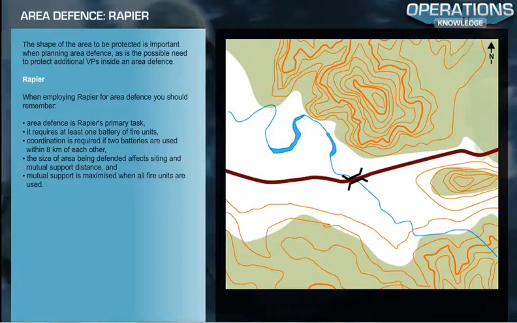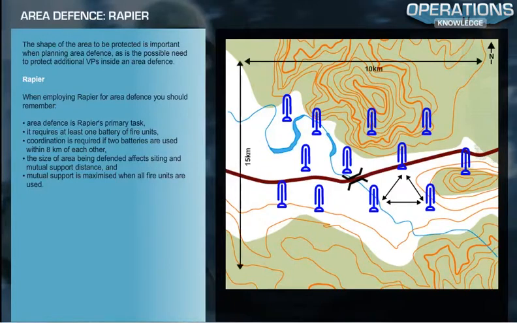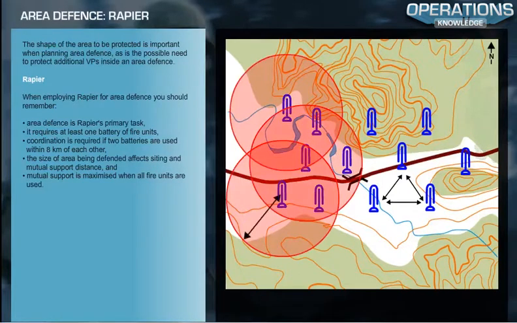Because of its capability against crossing targets, Rapier is ideally suited for use in area defence. The number of fire units used in an area defence should not be any smaller than a battery. If 2 batteries are utilised within 8 kilometres of each other, there may be a need to coordinate their area defences. The sighting of Rapier fire units and the associated mutual support distance is primarily dependent on what the dimensions are of the area to be defended. When all fire units are utilised, mutual support is maximised.